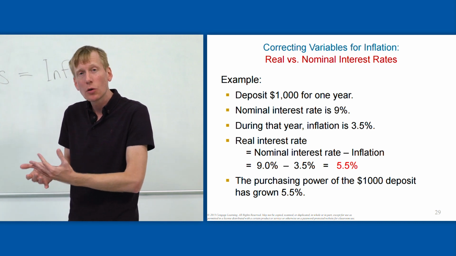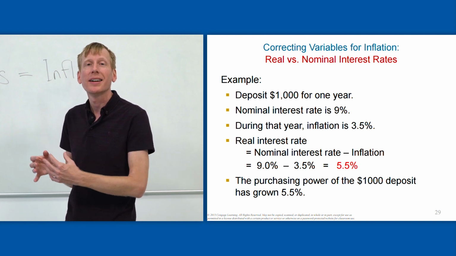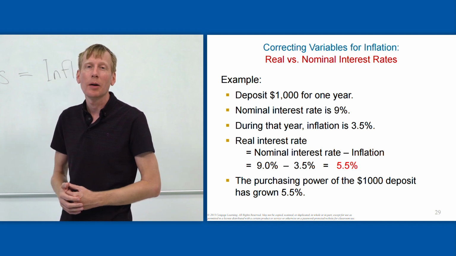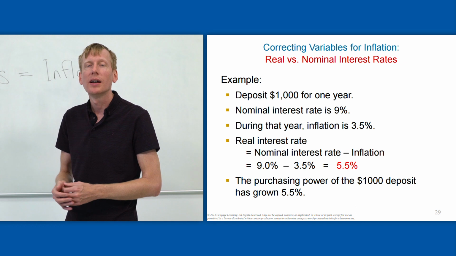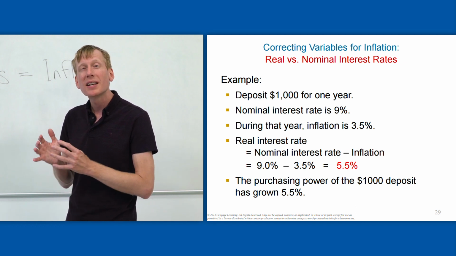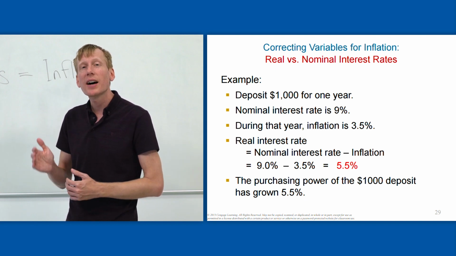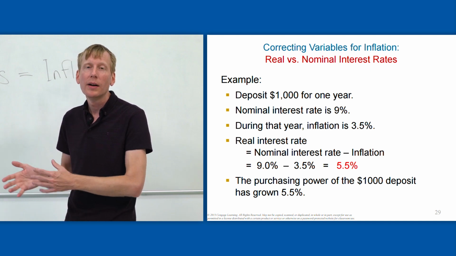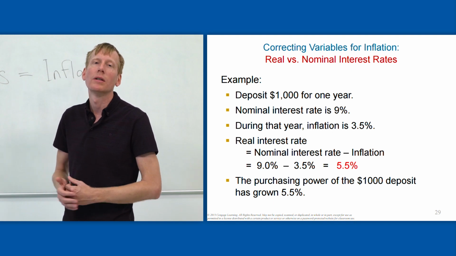How much more can you buy? Well, to determine how much more you could buy after receiving a 9% nominal interest rate, we would need to correct that 9% nominal interest rate for inflation. That real interest rate would be 9% minus 3.5%. Let's say that the money that you get after a year would enable you to spend 5.5%, the real interest rate, more than you originally could before you saved that money and before you earned that return.